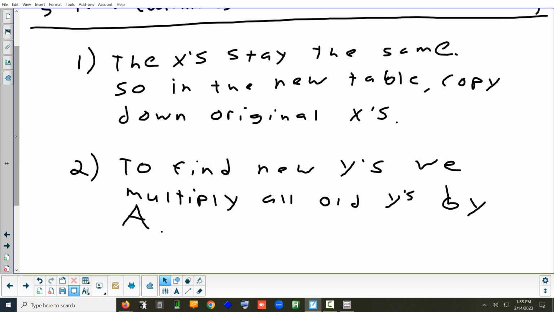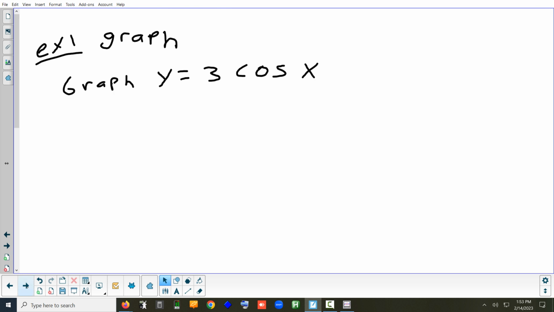Let's try an example. It says graph y equals 3 cosine x. Same idea as yesterday. Table is going to have 5 coordinates, making up 10 numbers. You get 1 point for each number, 2 points for the sketch. All right, so now 3 cosine x. First thing I want to know is, is that a phase shift? We studied that. Or is that an amplitude change?